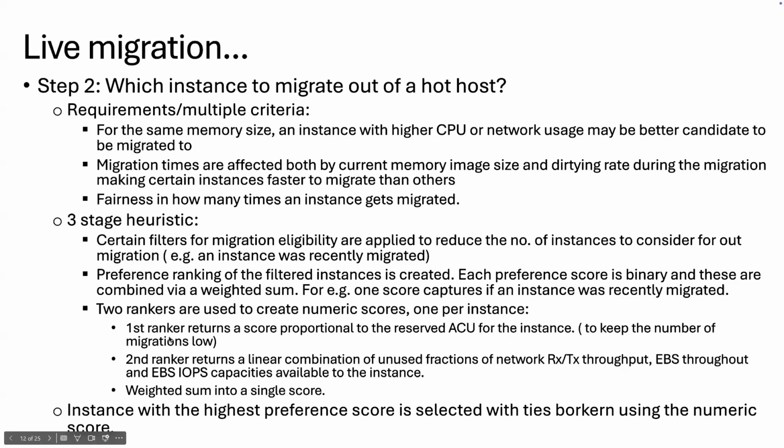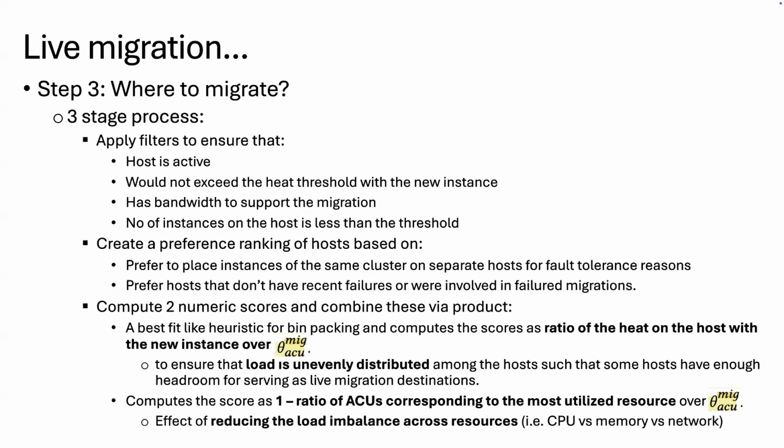And finally, for this stage, the instance with the highest preference score is selected. In case of ties, we go with the numeric score. Based on this approach, we now have an instance that we need to migrate.